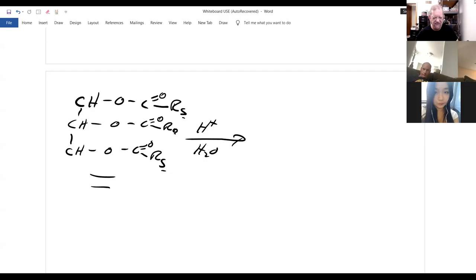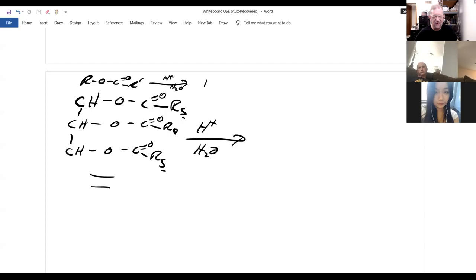Now, what do I mean by R sub S? Well, let's do this first. Everybody see the joke? SOS. If you don't know what that means, it's Morse code for save our ship. Help. But anyways, that's my joke.